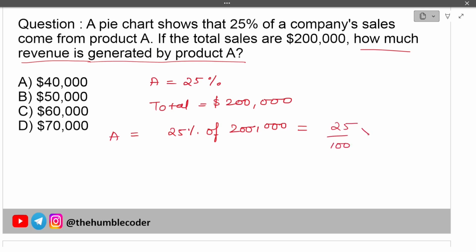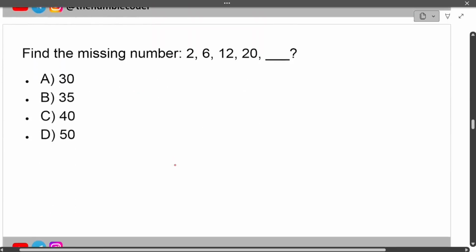25 by 100 into 200,000. So this will cross off, and then when we solve it, the answer that we will get is 50,000. Okay, so let's see the options that we have. Option B is the answer for this question. Moving on to the next question now.